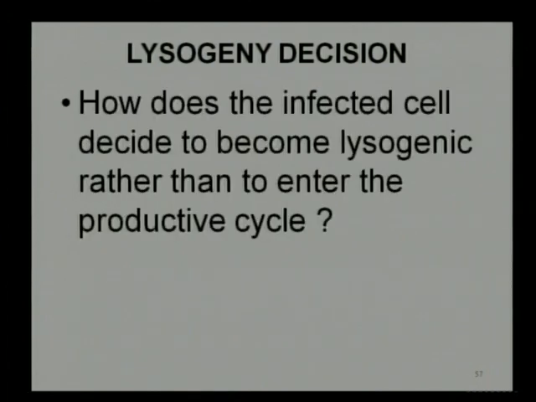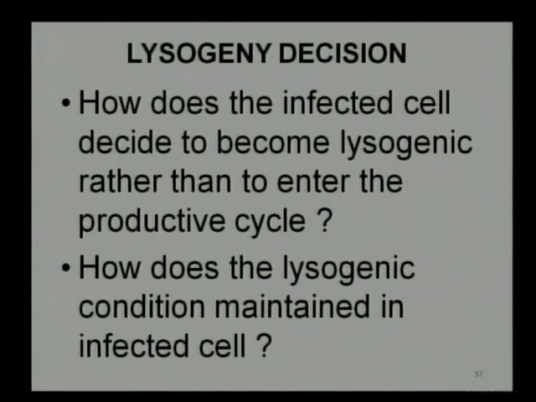Now, some questions arise during this discussion: because lambda has the option of both lysogeny and lysis, how does it decide? There are some questions that need to be answered. The first question is how does the infected bacterial cell decide to become lysogenic rather than enter the productive cycle, that is the lytic cycle? The second question is how does the lysogenic condition get maintained in the infected cell?